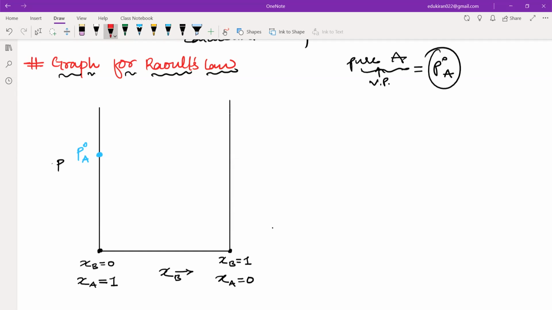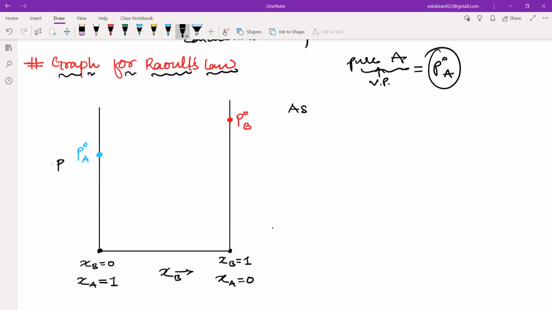Now let us suppose that component B has more vapor pressure. That means it is evaporating more easily and it has less intermolecular forces of attraction. If the particles of B have less intermolecular force of attraction, they will evaporate more easily and form more vapors, so the vapor pressure will be higher. So we are assuming that for pure B, the vapor pressure will be higher than A. So this will be P naught B. This is an assumption we are taking in order to make the graph.